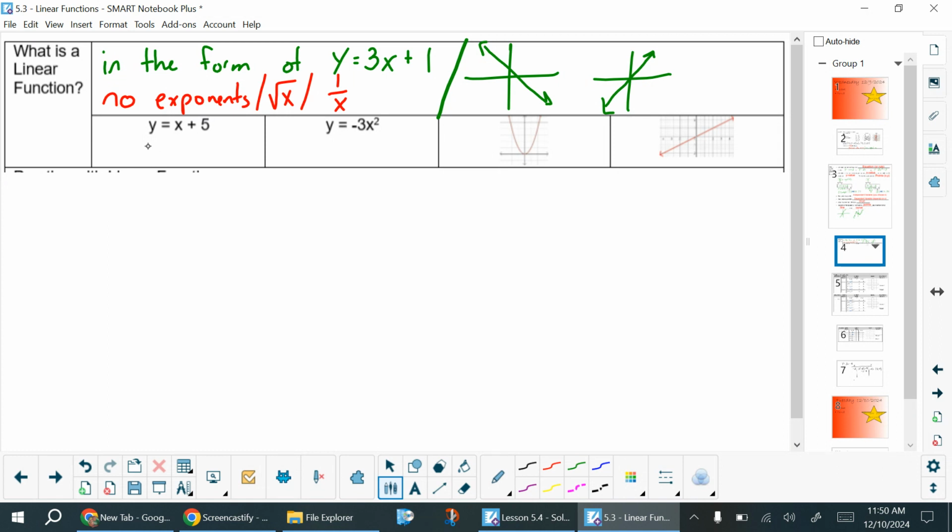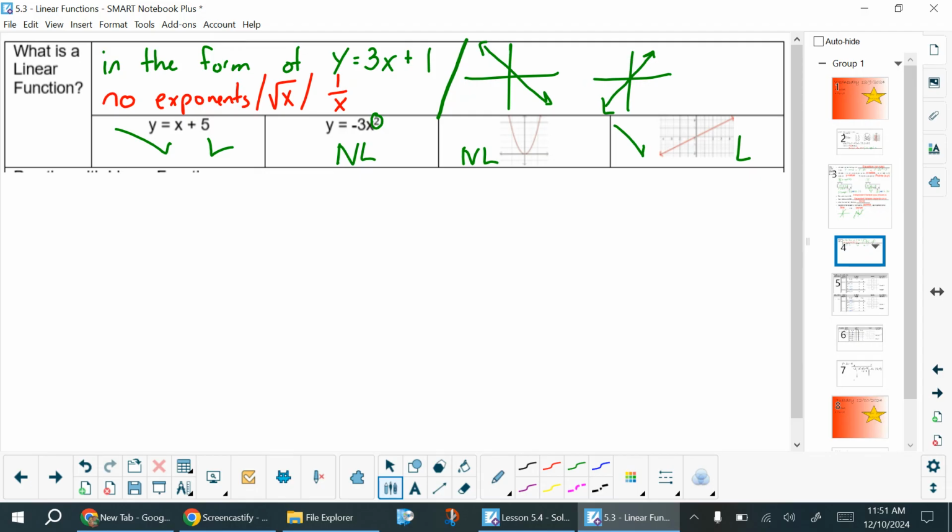So if I look on these, this x plus 5, that's definitely linear. It's just got an x with a plus 5. This one's got a squared, so it is not linear. This graph here is not a straight line, so it is not linear. This graph is a straight line. It is linear. Put a little L there for linear.